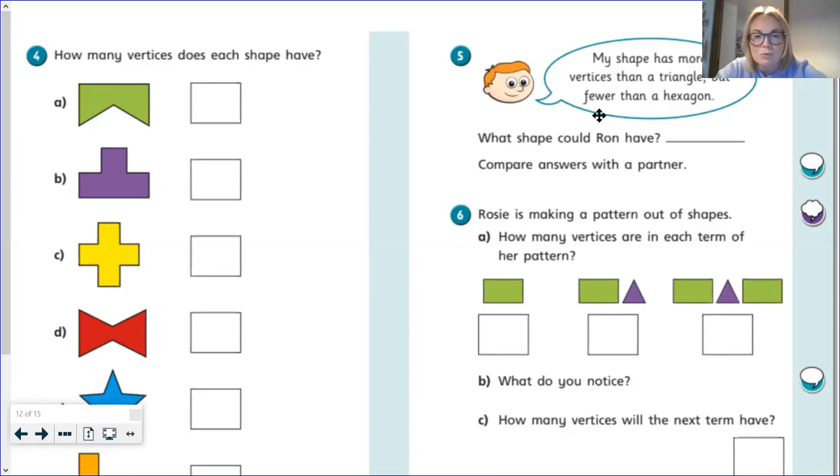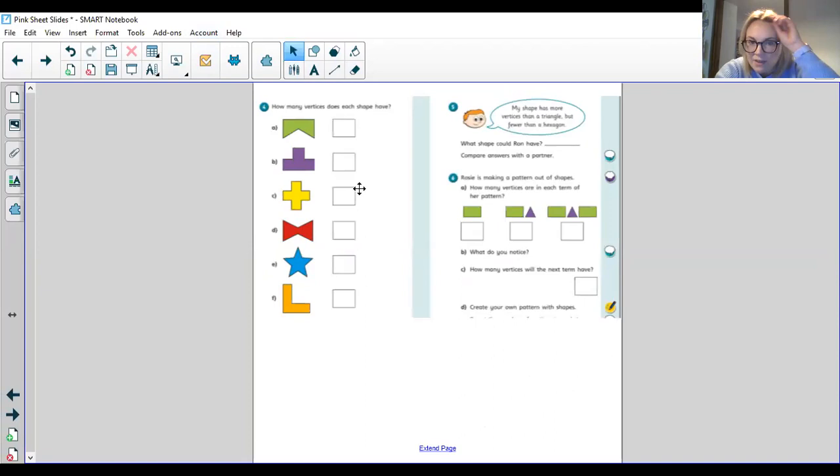Okay, it says, what do you notice? So have a look at your numbers in the box. You should notice a pattern. And then how many vertices will the next term have? So the next stage of the pattern. So if we've got rectangle, rectangle and triangle, rectangle and triangle, rectangle, the next stage of the pattern, what do you think it would be? And how many vertices would there be altogether? Okay, and then finally a little challenge at the bottom says to create your own patterns with shapes, which you've been doing this week already, and then you could write how many vertices are in your pattern.